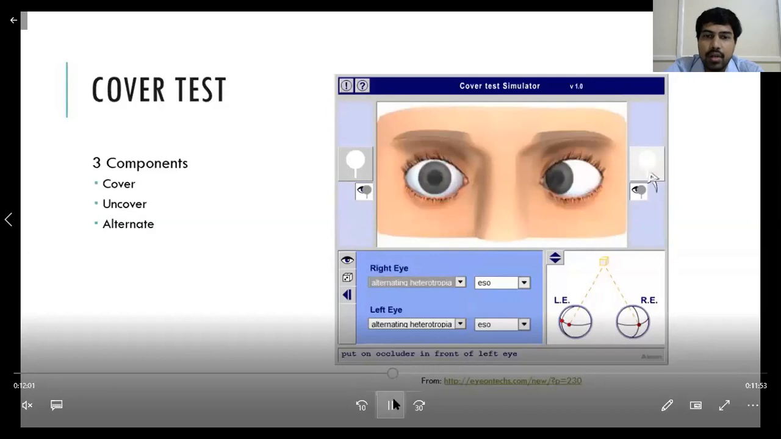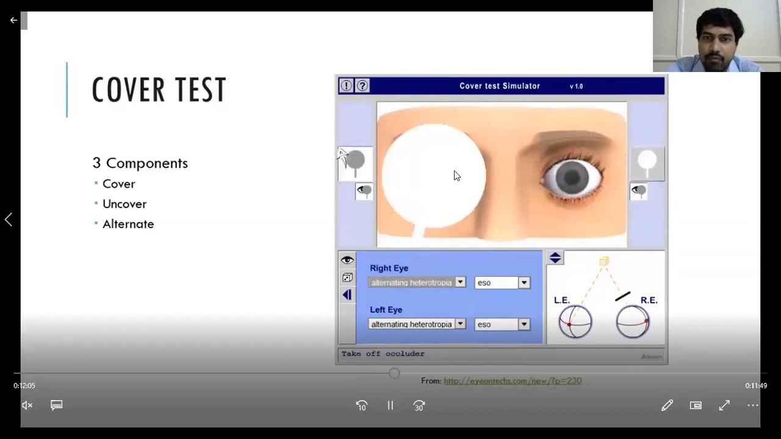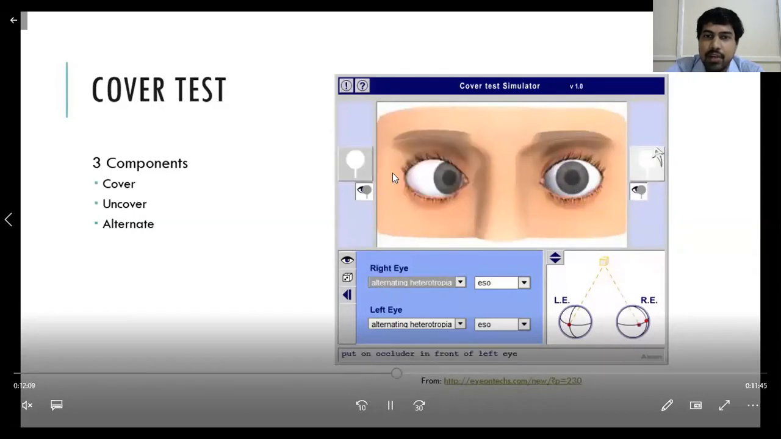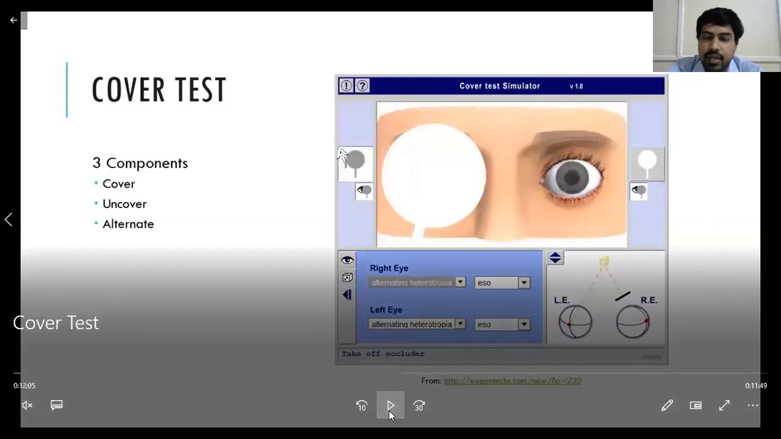So here in alternating heterotropia, we see that the right eye is normal and the left eye is abnormal. If you cover the right eye, this left eye takes a fixation. But when you remove the cover, you see this eye is also deviating. So that shows that both eyes are having squint, but one of them is fixing for some time. Again you think that the right eye is normal and the left eye is abnormal. So now you put a cover on the right eye, as we thought. The left eye took a fixation.